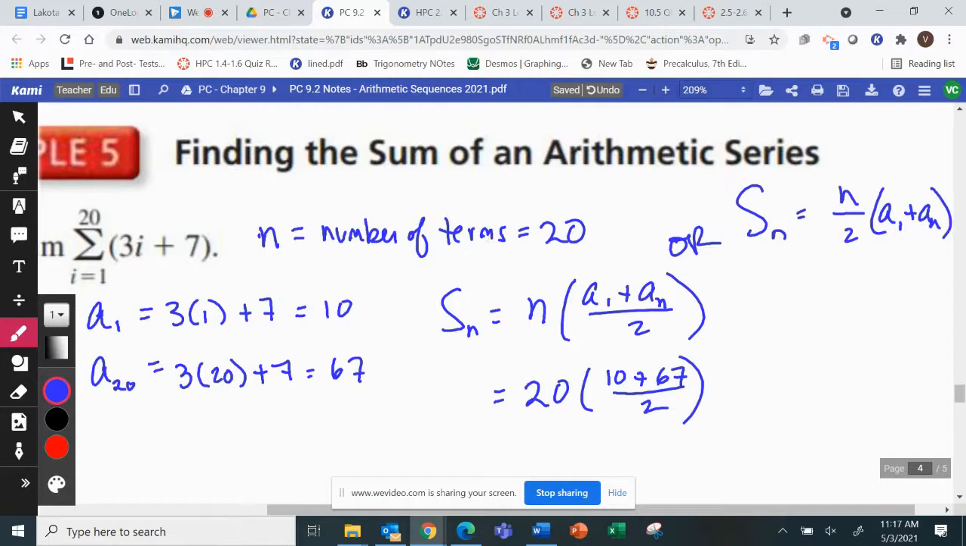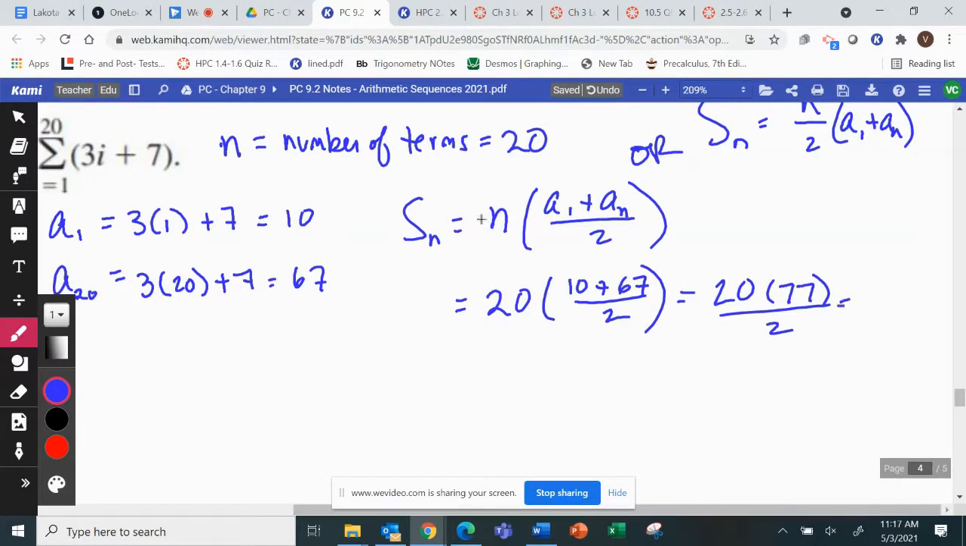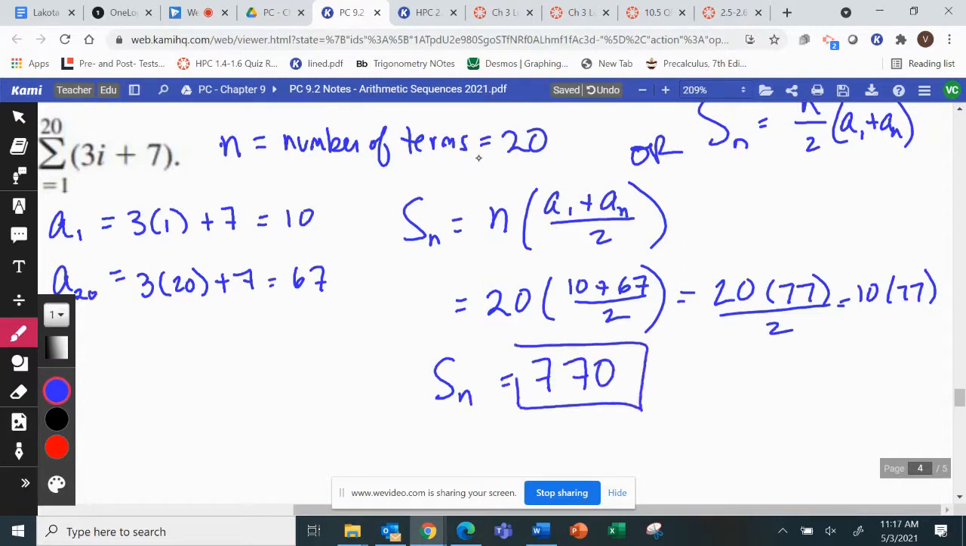Okay, so this is the way the formula looks in our pre-calc book. It doesn't really matter which one you're dividing by 2. You just have to divide by 2 at some point. So when I look at this equation, I've got 20 multiplied by 77 and then divide that by 2. I'm going to actually use the 20 instead of the 77. A little bit easier. So I get 10 times 77, which is 770, for my sum.